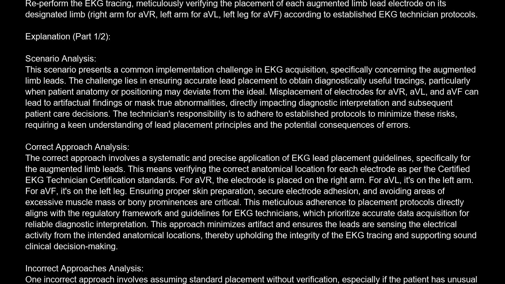Correct approach analysis. The correct approach involves a systematic and precise application of EKG lead placement guidelines, specifically for the augmented limb leads. This means verifying the correct anatomical location for each electrode as per the certified EKG technician certification standards. For aVR, the electrode is placed on the right arm. For aVL, it's on the left arm. For aVF, it's on the left leg.